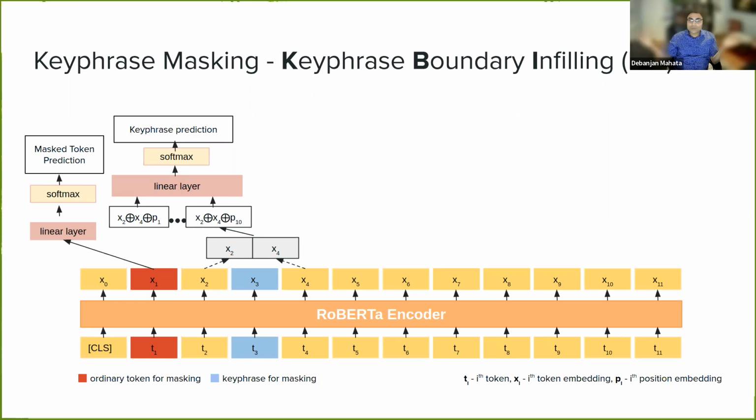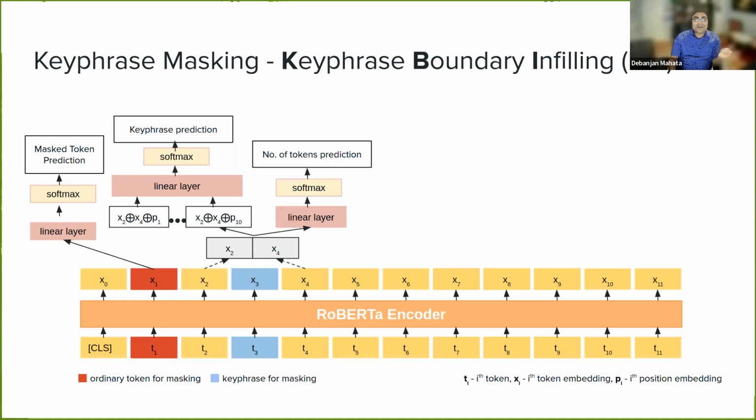And then you also take the position encodings, position embeddings. And then with this representation, you try to predict the key phrases. Now when you try to predict this, you don't know how long it is: a key phrase could be 2 words, 3 words, 4 words. So we not only predict the key phrase, but also try to predict the number of tokens that key phrase might have.